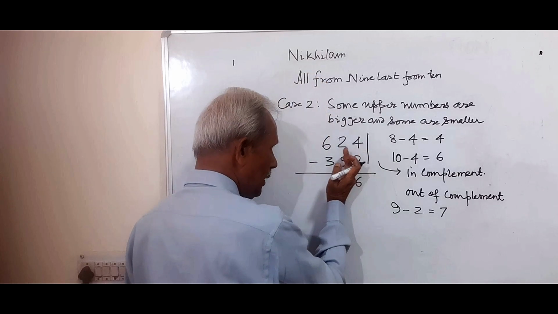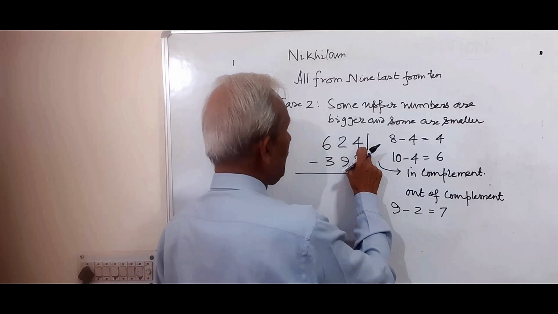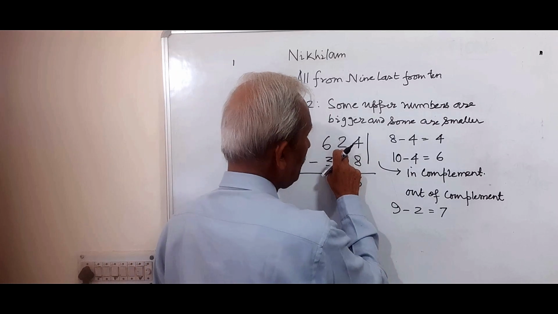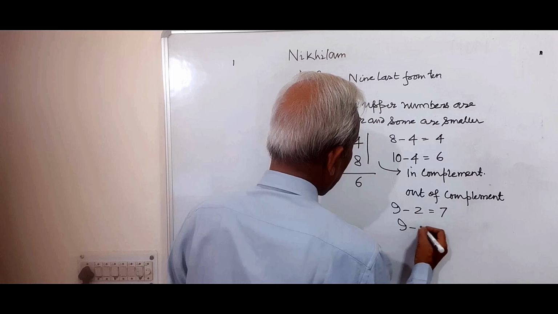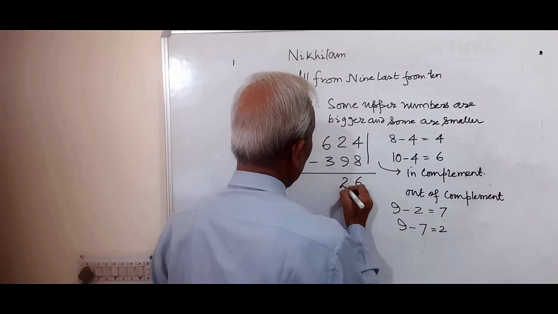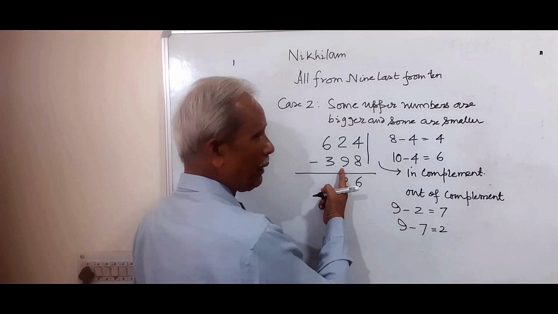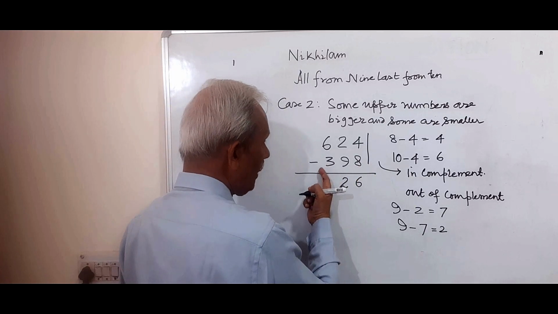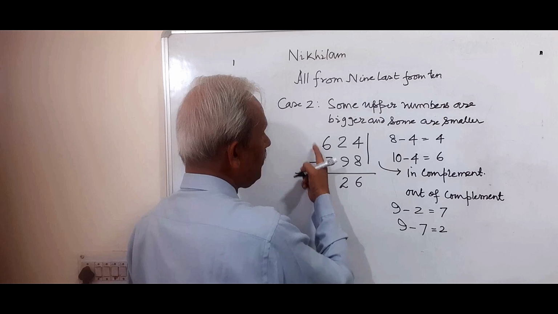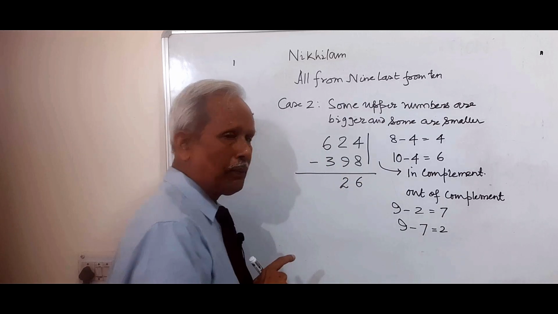As long as this in complement continues, the first reduction will be from 10. Subsequently it will be from 9. So 9 minus 7 is 2. We write here 2. Right? Now see, we are still in complement. Now the moment you come here, you will see that this number is bigger. And the moment this is bigger, we are out of complement.